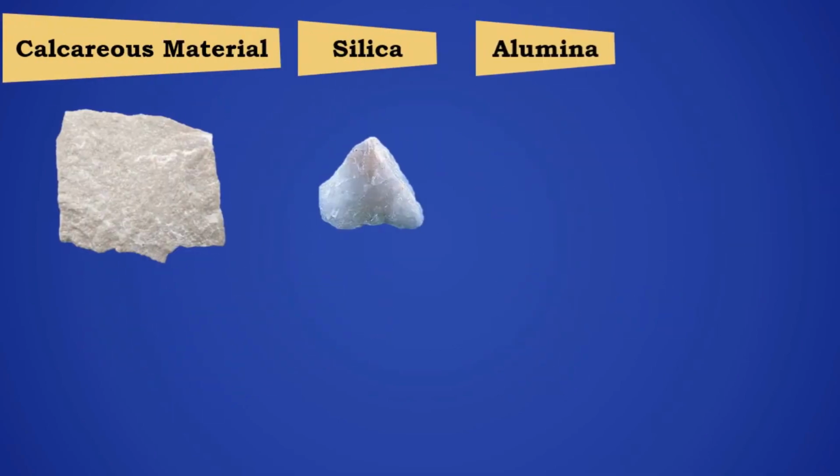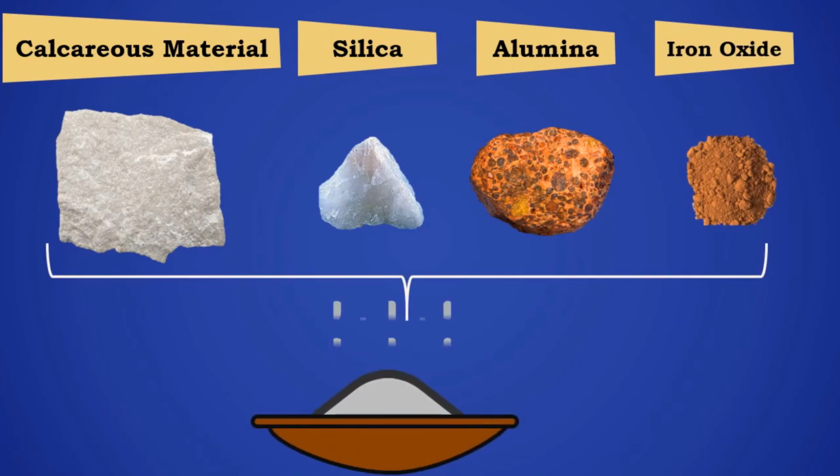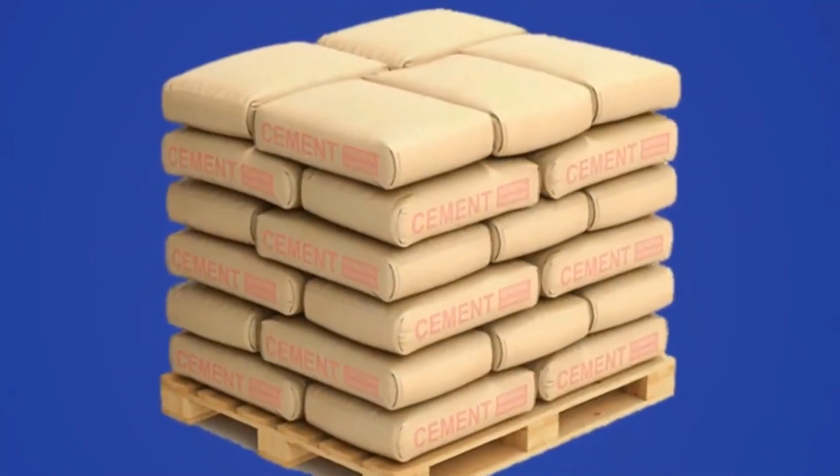Sulfate-resisting cement is manufactured by grinding and intimately mixing together calcareous and other silica, alumina and iron oxide-bearing materials. The resultant clinker is ground to produce the cement.